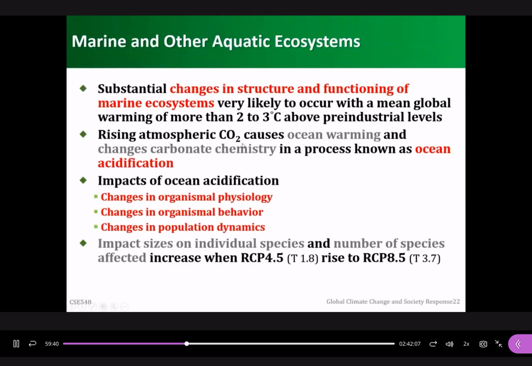And the CO2 concentration increase will cause ocean warming and will change the carbonate chemistry. This is known as ocean acidification. Ocean acidification will cause organism physiology change, behavior change, and population dynamic change. And you can see that the impact size will increase if the temperature is further increased. So this is just some simple descriptions about the process and the impact.